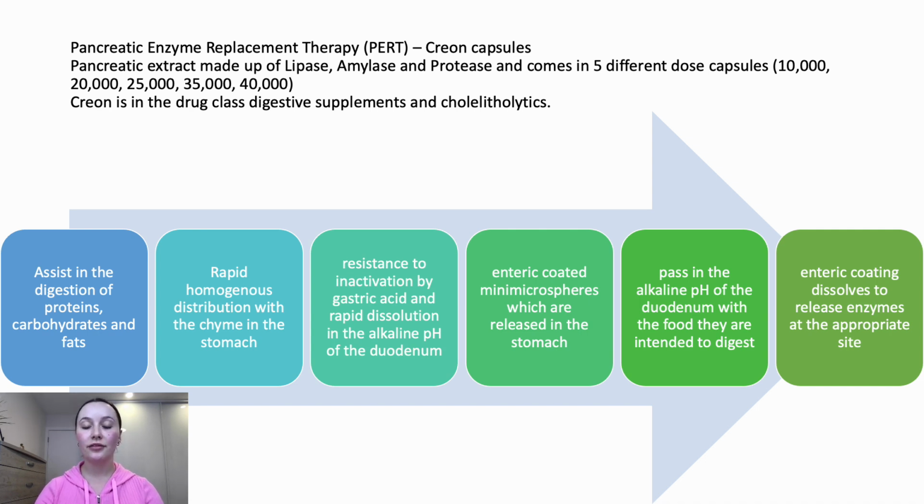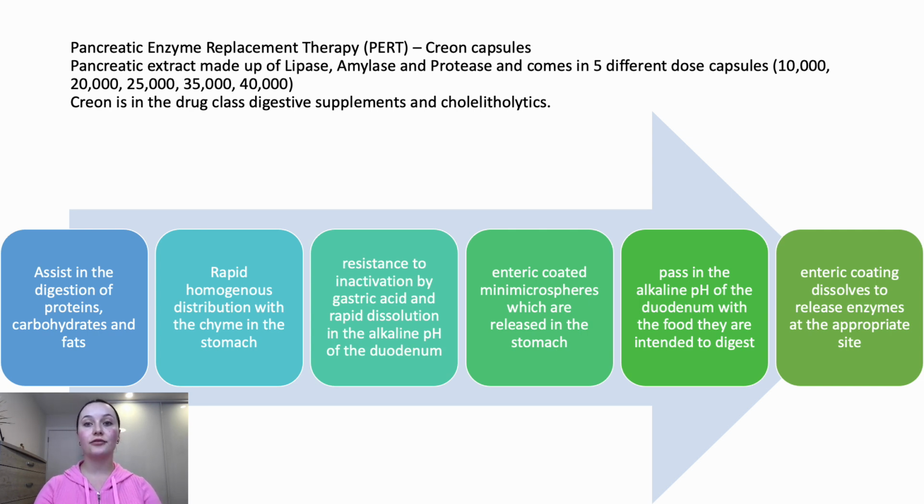Creon has been specifically formulated to combine the features of rapid homogeneous distribution with the chyme in the stomach, with resistance to inactivation by gastric acid and rapid dissolution in the alkaline pH of the duodenum. This is achieved by enteric-coated mini microspheres, which are released into the stomach. They pass in the alkaline pH of the duodenum with the food they're intended to digest, and the enteric coating dissolves to release enzymes at the appropriate site.